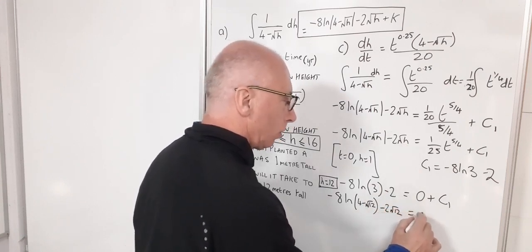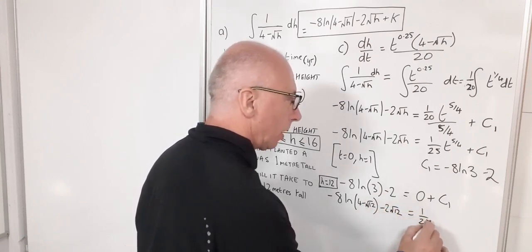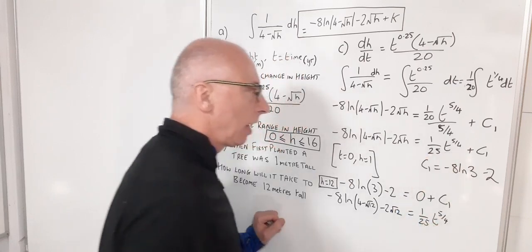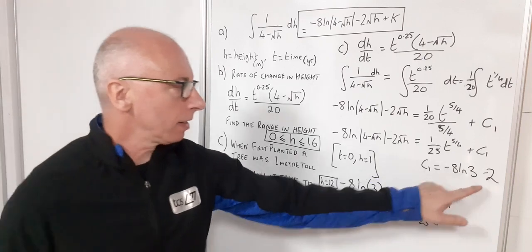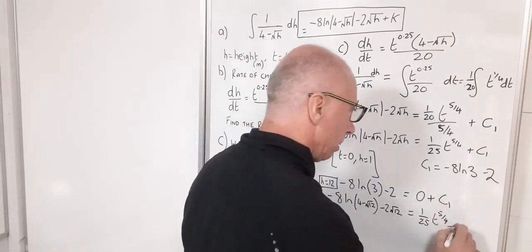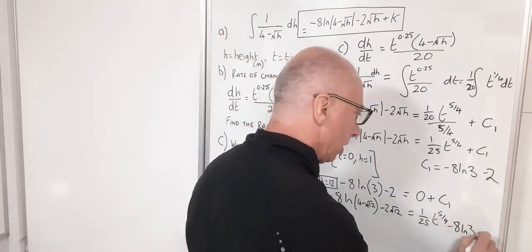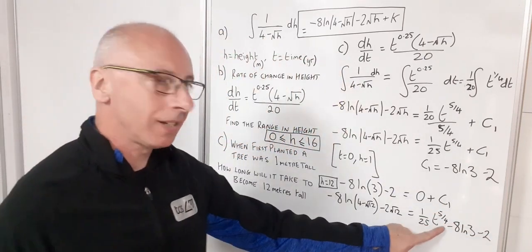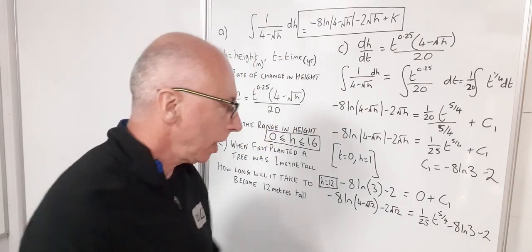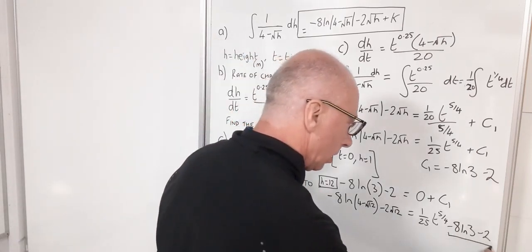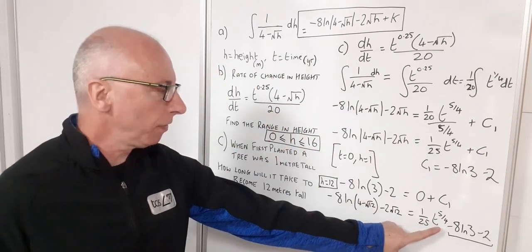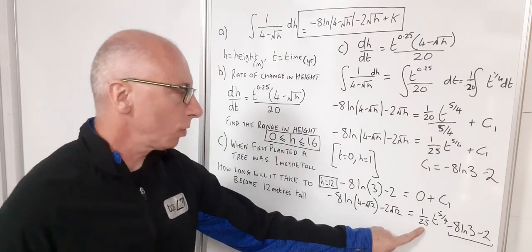And then that equals 1 over 25 t to the 5 over 4, and then my c1 is this, so let's just plug that in there. So minus 8 ln 3 minus 2. Okay, right, I need to get this t on its own. So this bit here can come over to this side. And to get t to the 5 over 4, I can multiply by 25 as well.